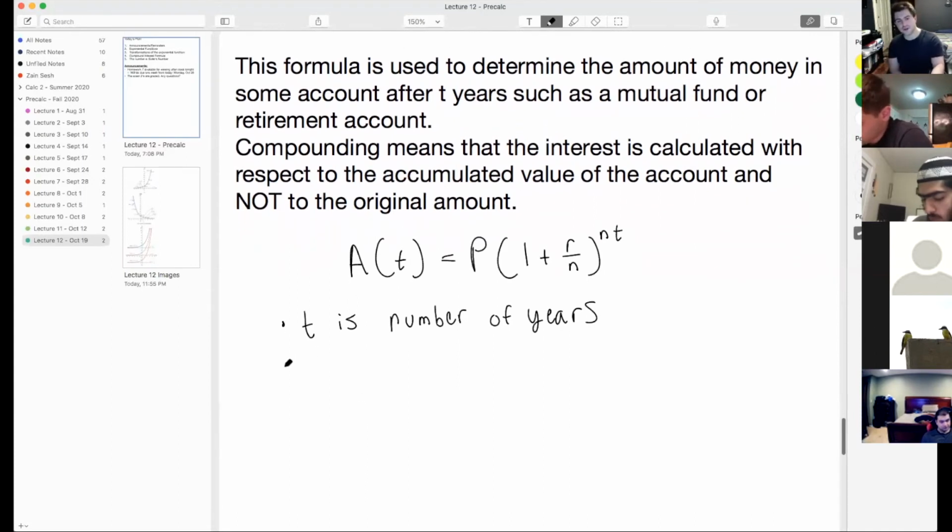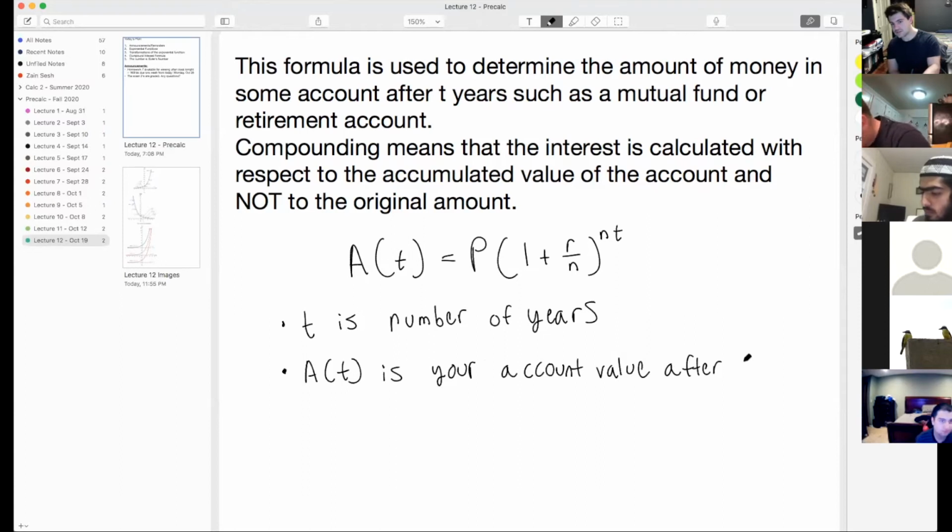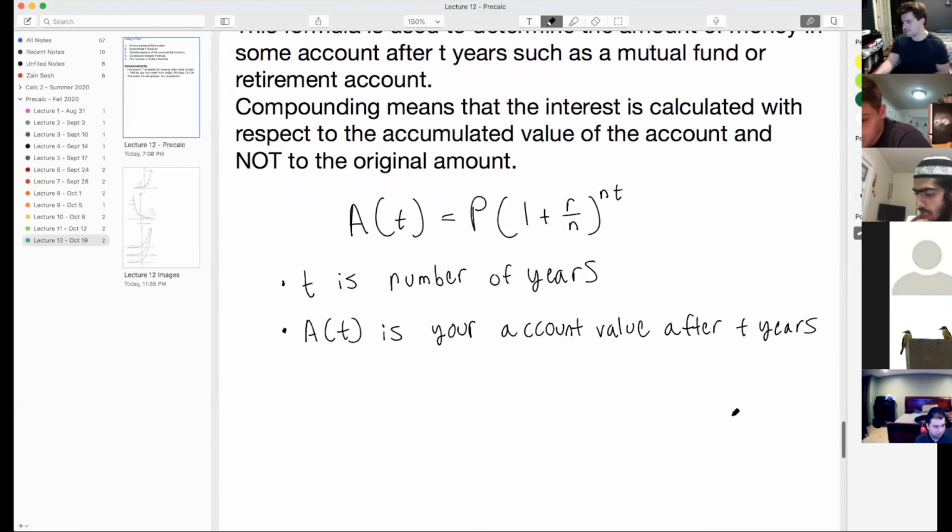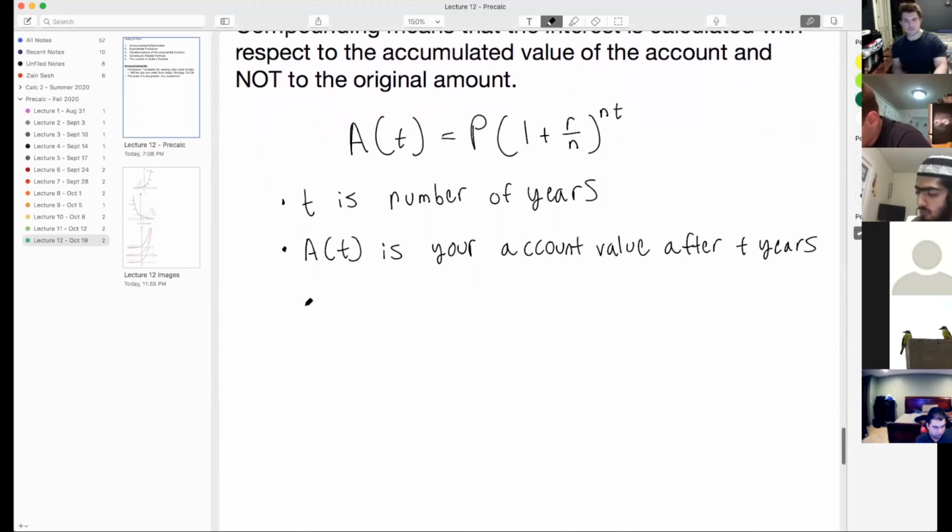Now, what does the function output? A of t, that's the output of the function after you plug in a number t. A of t will be how much money you have in your account after t years. Said a little more formally, A of t is your account value after t years. So if I plug in 3, A of 3 will tell me how much money I have in my account after 3 years have gone by. Okay, we just have a few more letters to talk about.